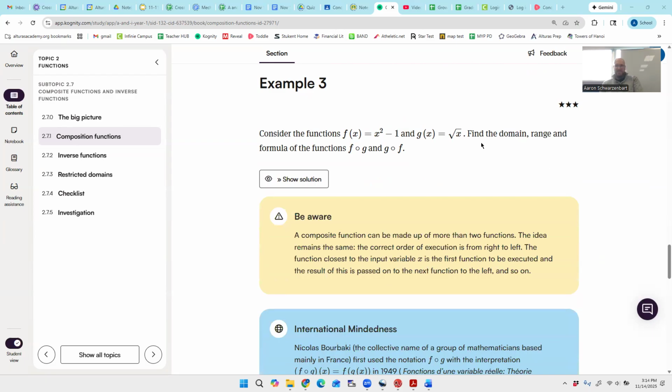Let's go on to example 3. Consider these two functions. Find the domain and range of the functions f of g of x and g of f of x. So that's f of square root of x, which equals square root of x. That goes in for the x squared minus 1, which can simplify to be x minus 1, or maybe absolute value of x. If I want to be technical, it's absolute value of x minus 1.